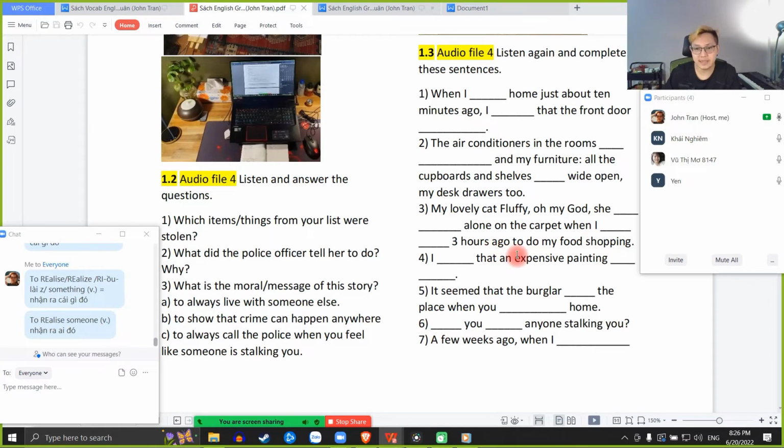Number 3. My lovely cat Fluffy. Chú mèo dễ thương của tôi tên là Fluffy. Oh my god, lạy Chúa. No, sai rồi. It's wrong. She was sleeping alone on the carpet. See, she was sleeping alone on the carpet. Các bạn phải nhận được cái dạng nào nó đang dùng. You have to realize that. What form of the verb did they use? She was sleeping alone on the carpet. Mèo là mèo cái nhưng mới dùng she. So this is a female cat, so that's why it's a she. Con bé đã đang ngủ một mình ở trên cái thảm.